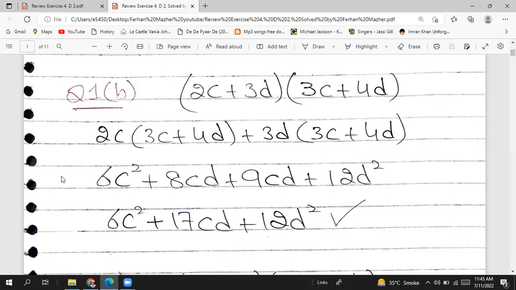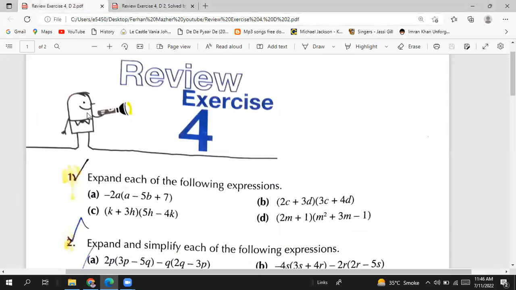Now 2c multiplied with 3c will be 6c squared. 2c multiplied with 4d will be 8cd. 3d multiplied with 3c will be 9cd. And 3d multiplied with 4d will be 12d squared. So we will have 6c squared, and these two are like terms, so they can be added. So it will be 17cd plus 12d squared. This is how you will expand it and simplify question number 1, B part.